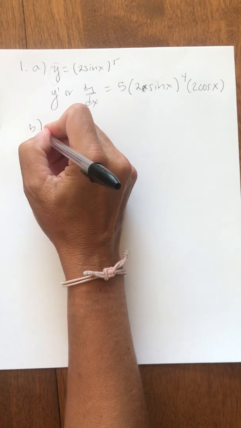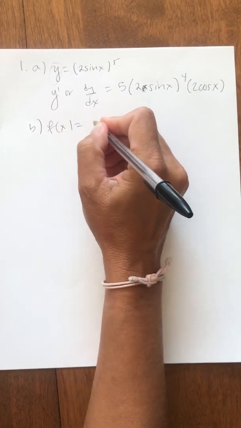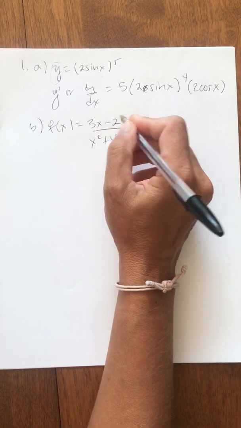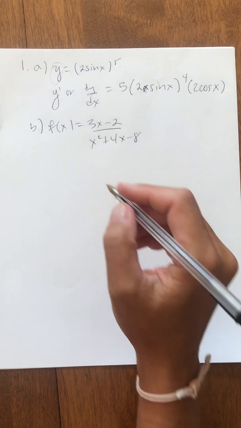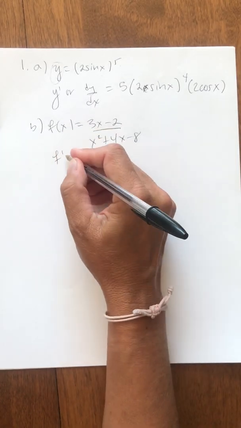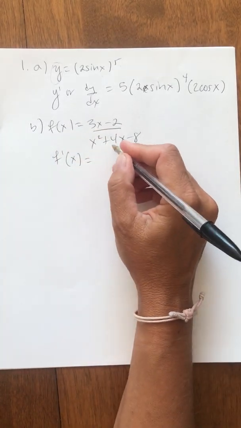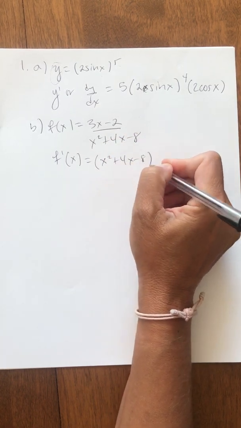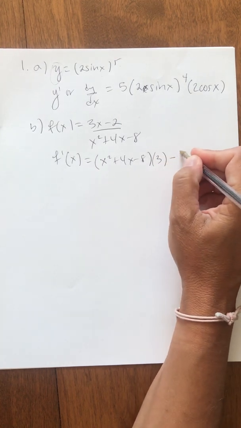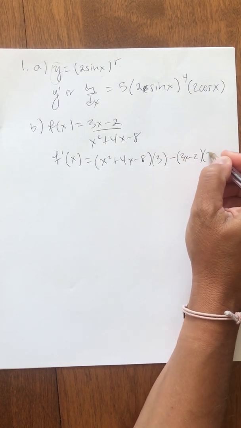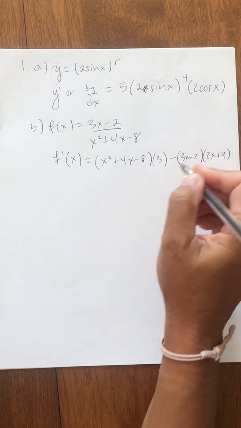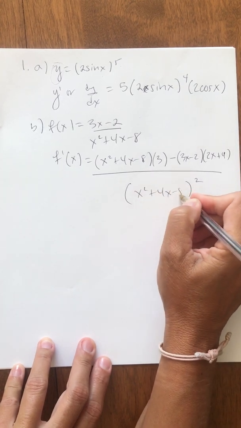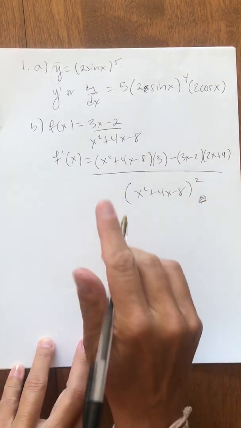For part B, we have f of x equals 3x minus 2 over x squared plus 4x minus 8. We have a quotient, so we get to use the quotient rule. Our derivative notation for f of x is f prime of x. We always start on the bottom, leaving it the same. So it's the bottom times the derivative of the top minus the top times the derivative of the bottom, all over the bottom squared. Should you simplify this? No, you are done.